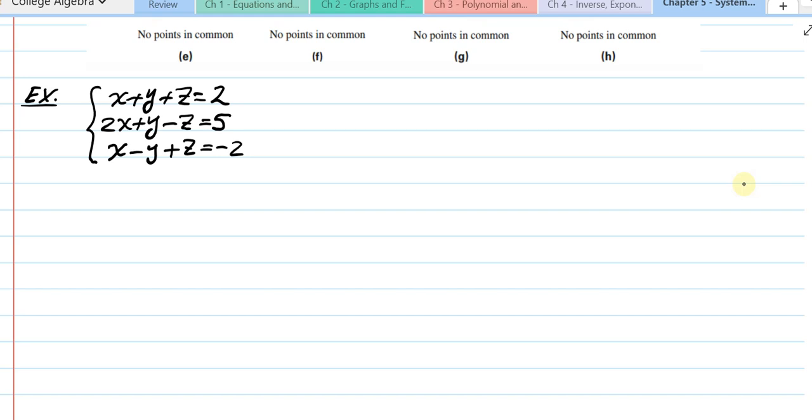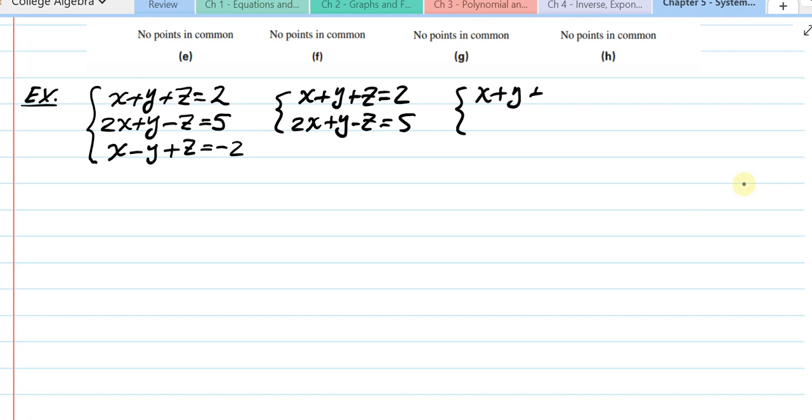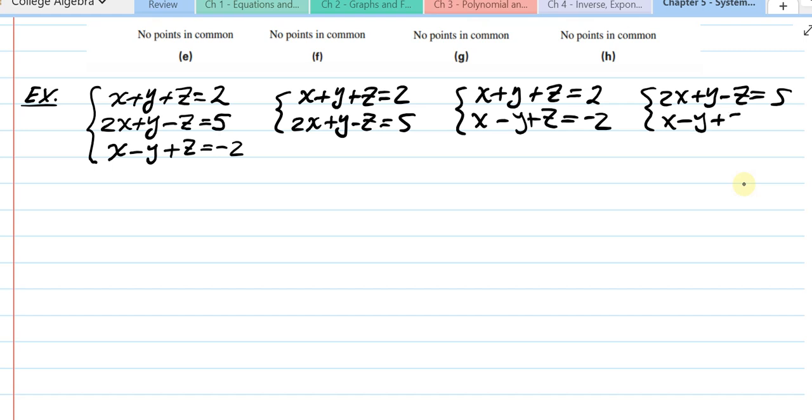Here's what I mean. I could pair the first equation with the second one, 2x plus y minus z equal 5. Or I could pair the first one, equal 2, with the last one, the third one. And the other pairing would be second and third, right? You could do 2x plus y minus z equal 5, and the third one is x minus y plus z equals -2. Those are my only choices.